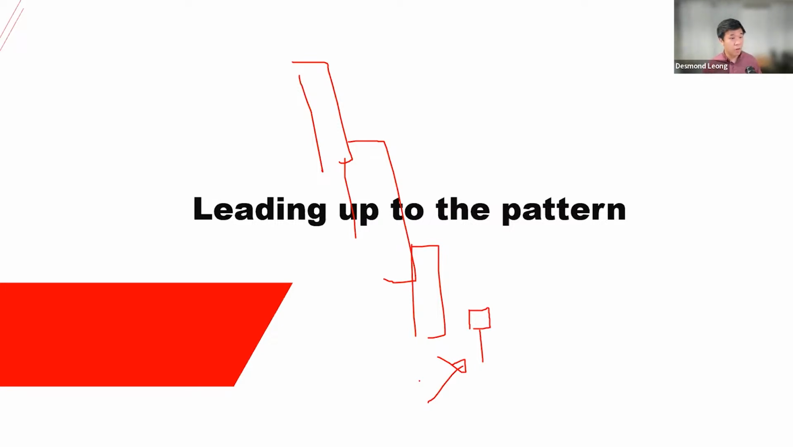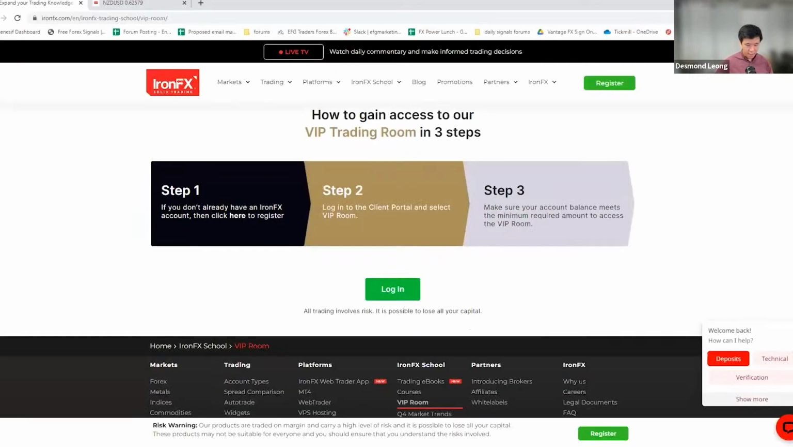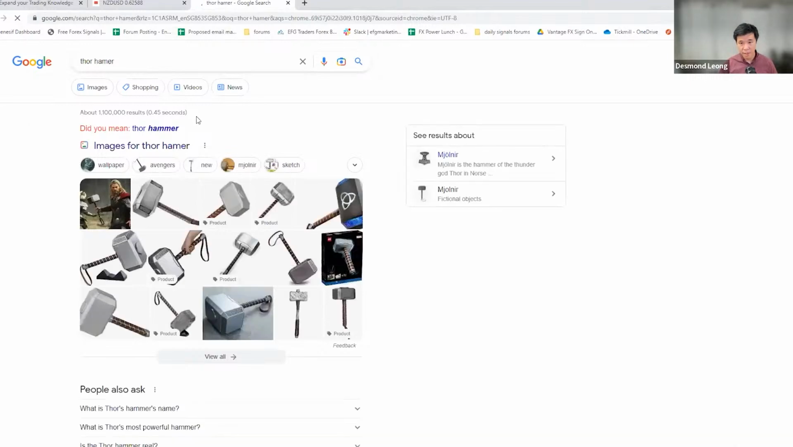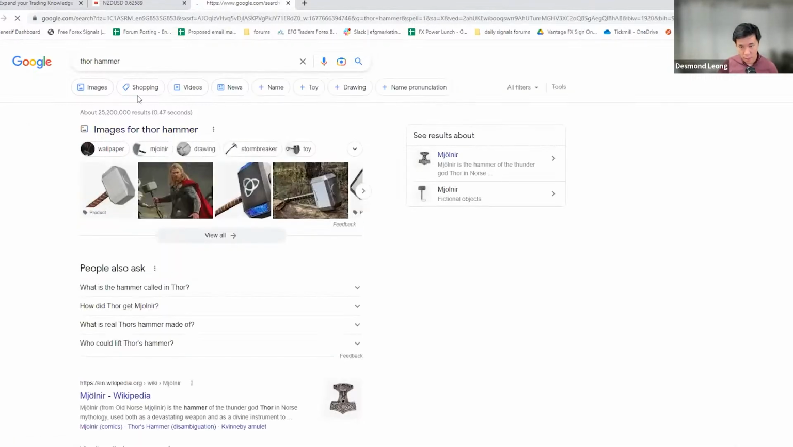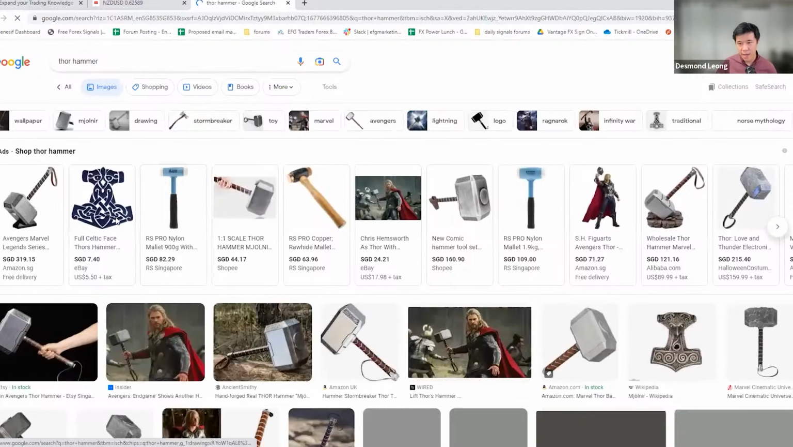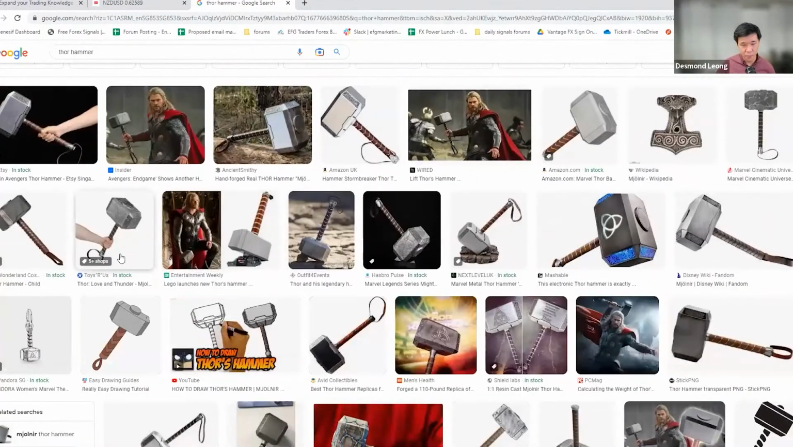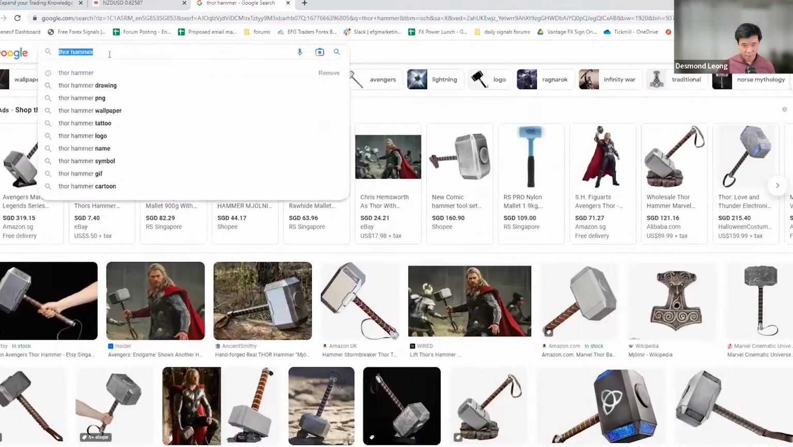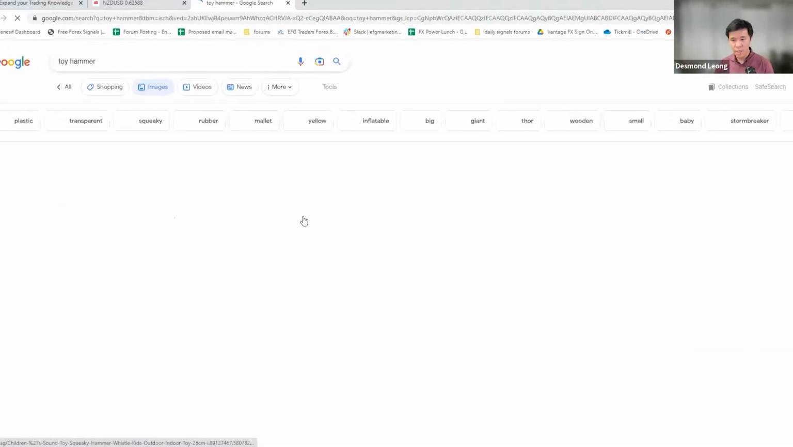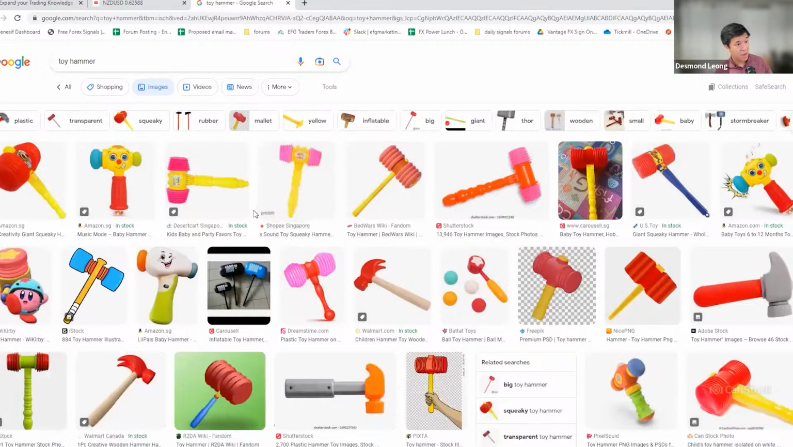You are going to war with this little hammer, trying to say that a reversal is going to happen. You can go with the hammer of Thor, for those of you who are familiar. I think it's called Thor hammer. You can go with this hammer over here, which has a high chance of winning the battle. It's a big hammer. Or you can go with a toy hammer, and it looks something like this. You're not going to win any wars with this hammer.